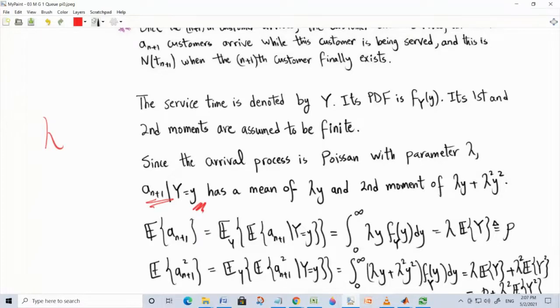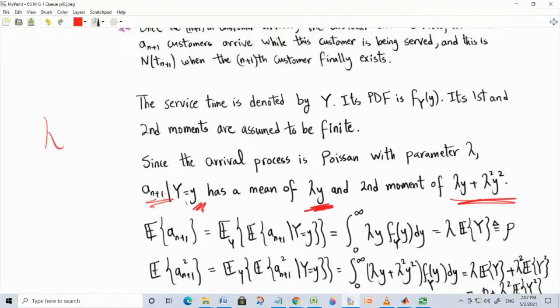Again, Y units of time: seconds, minutes, hours, depending on the situation. And if this is true, then given Y, the average number of arrivals is lambda Y, and the second moment will be lambda Y plus lambda squared Y squared. Those are basically the parameters of a Poisson random variable.